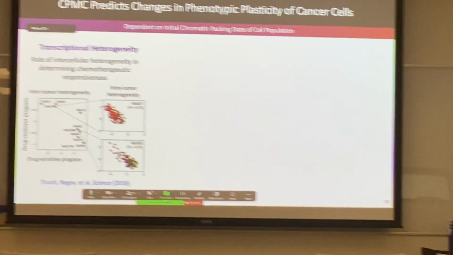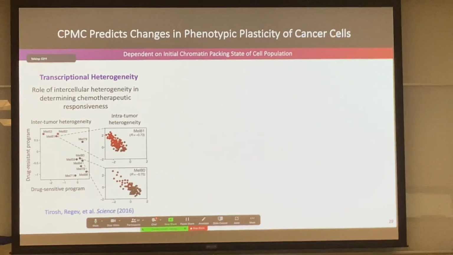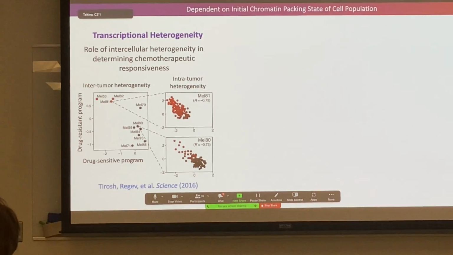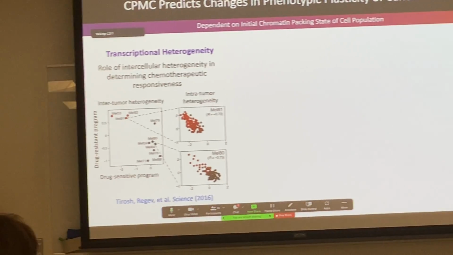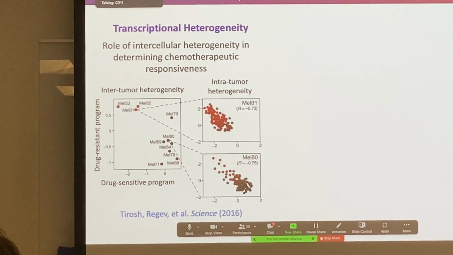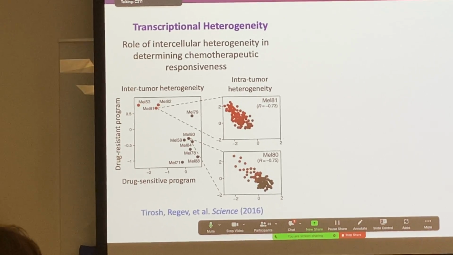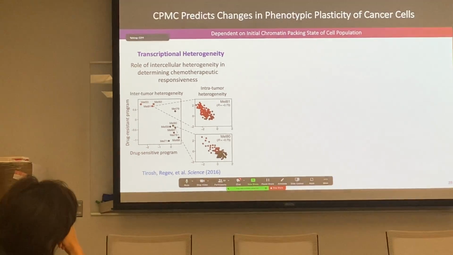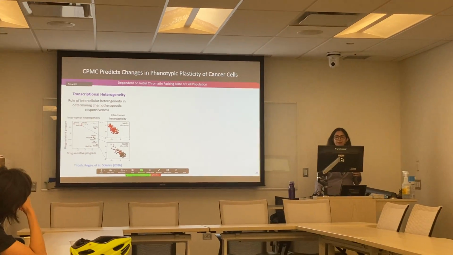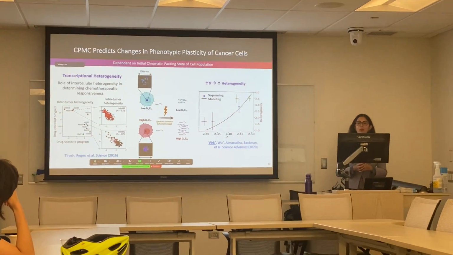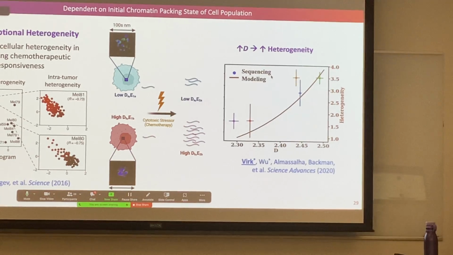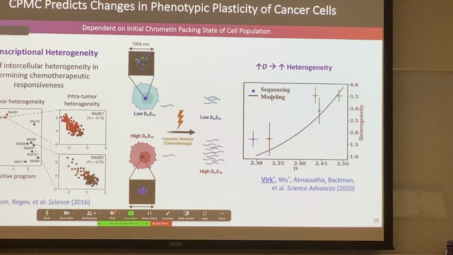So in addition, besides encompassing the malleability of transcription, we also wanted to encompass the overall heterogeneity. Because we've seen that in cell populations exposed to chemotherapy, the intercellular heterogeneity, or the number of functional states that the cell population has access to, might play a role in determining their responsiveness to chemotherapy. Again, we see a very strong match between single cell sequencing experiments and our CPMC modeling.